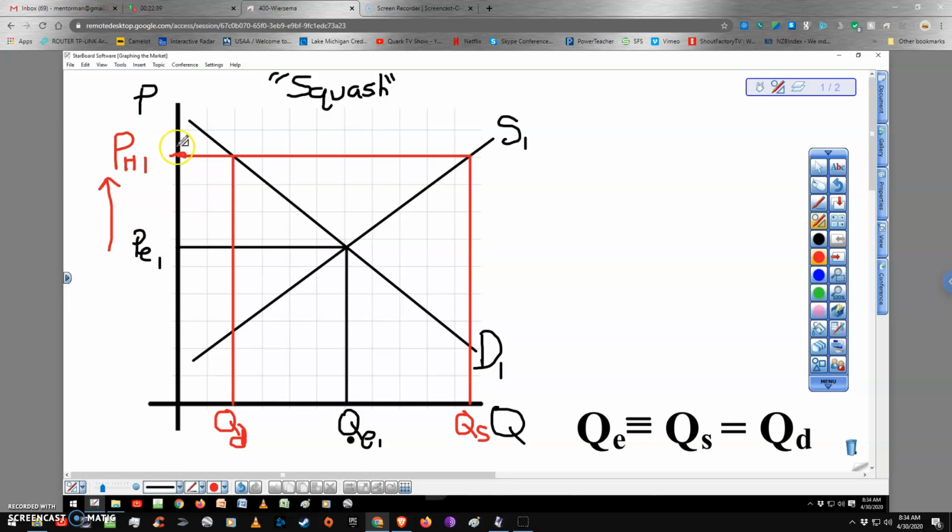Notice when the price changed, I did not change demand. I did not change supply. Price does not change supply. Price does not change demand. It does change quantity, though, as you see here. And at this price, we have a surplus.